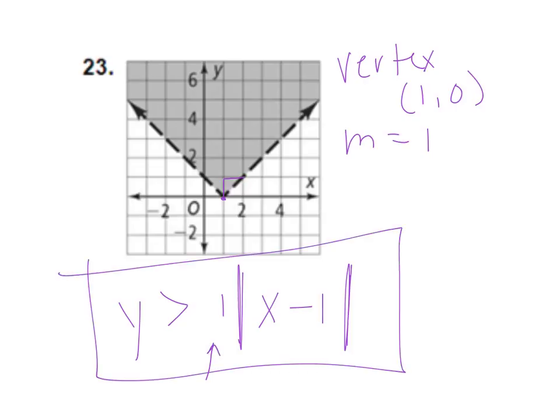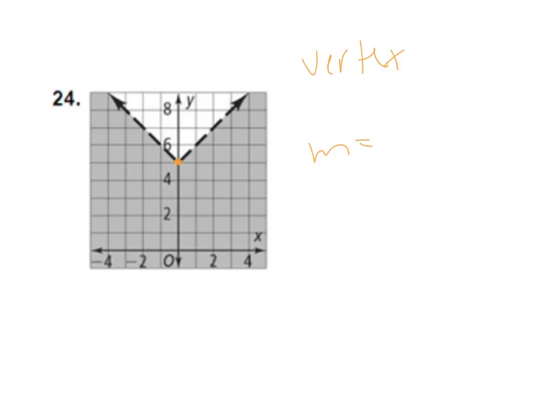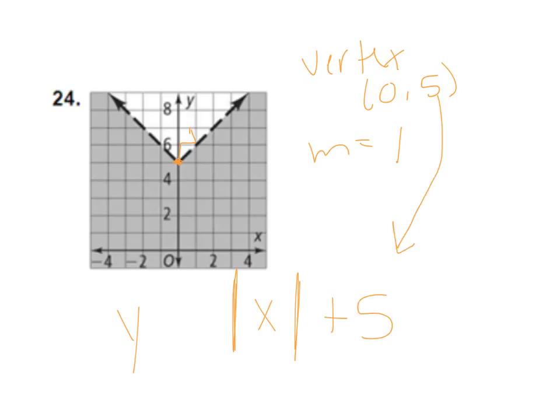And that's my answer. So looking at my vertex here is a +5, or 0, with a +5. Slope, rise of 1, run of 1, so that's just 1. So it's going to be the absolute value of x plus 5 on the outside, because this is like your k, and it's shaded below the graph, so y is going to be less than, and since it's dotted, I would leave it just like that, and that would be my answer.